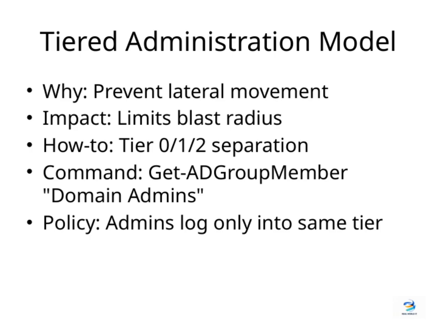One effective method is through Tier 0, 1, and 2 separation. Essentially, we segregate administrative privileges based on the level of sensitivity and criticality. For example, using commands like Get-ADGroupMember "Domain Admins" helps us identify who has high-level access. And the policy here is straightforward. Admins should log into only their designated tier. This disciplined approach ensures that even administrative activities are contained within their appropriate boundaries, reducing the risk of privilege escalation.